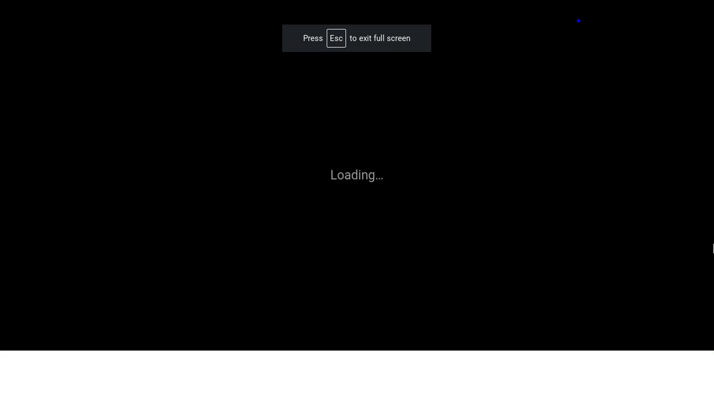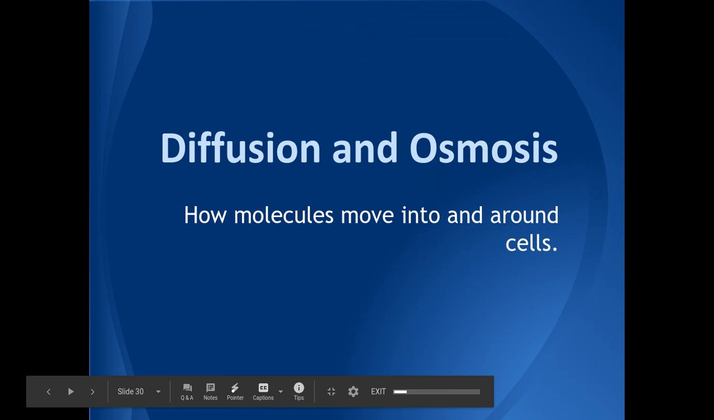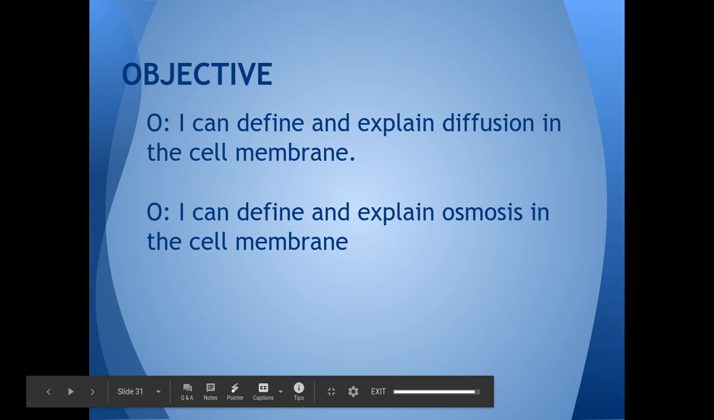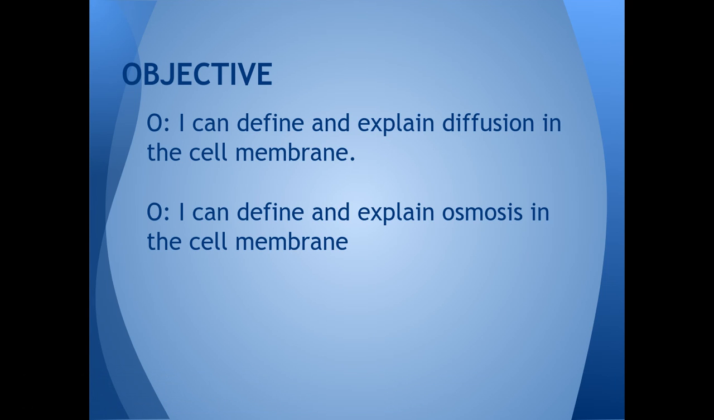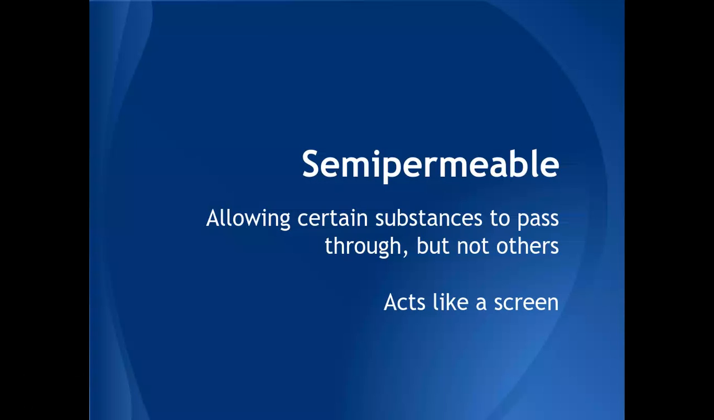Hello. So this lesson is about diffusion and osmosis, and hopefully it will help you understand these two topics a little bit better. Both diffusion and osmosis are examples of how molecules move into and around cells. By the end of this lesson, hopefully you'll be able to define and explain how diffusion works in the cell membrane and also define and explain osmosis in the cell membrane.